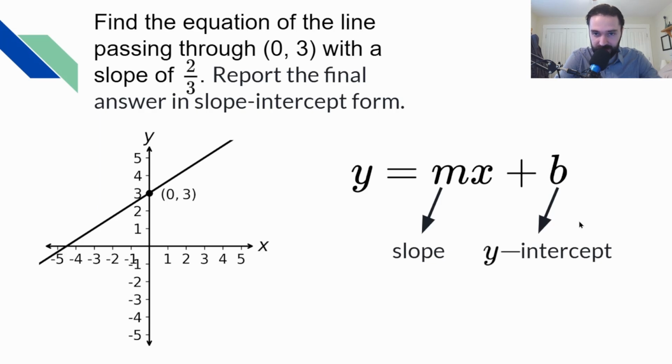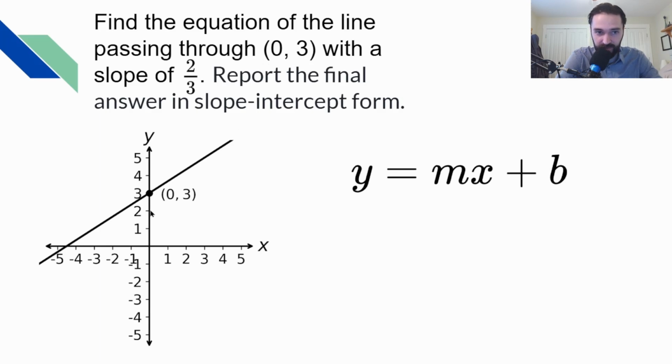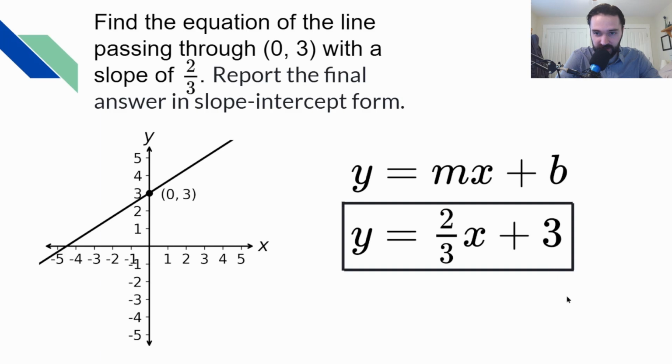So this problem is really easy, because they give us the slope in the problem. They tell us the slope is 2/3, and they give us the y-intercept. It passes through 0, 3. This is where the line crosses the y-axis. That means that m is 2/3 and b is 3. So this is my final answer.